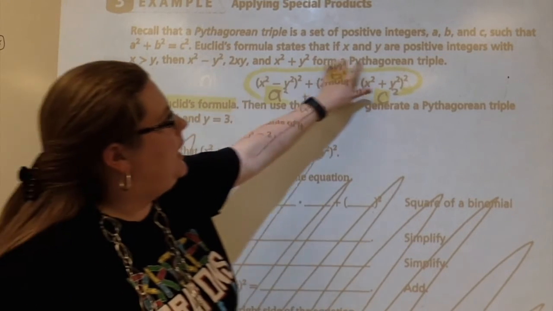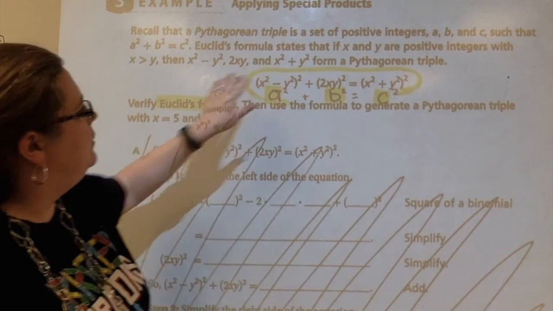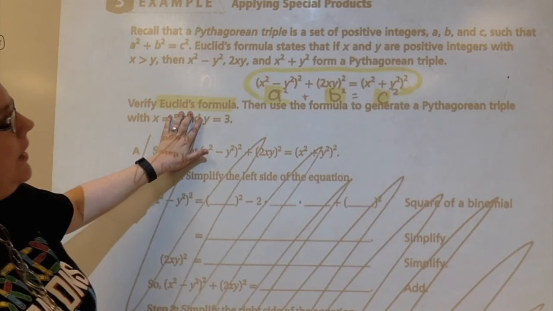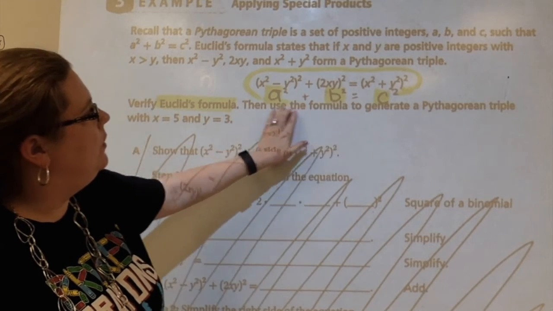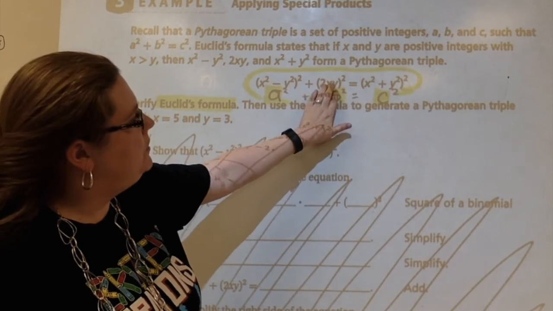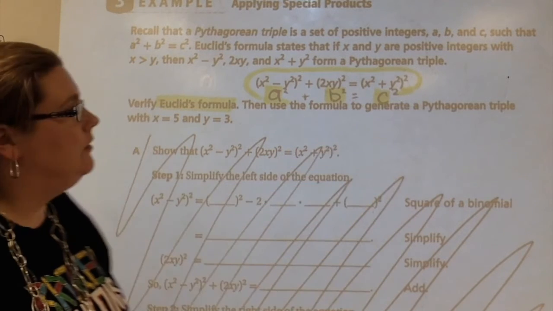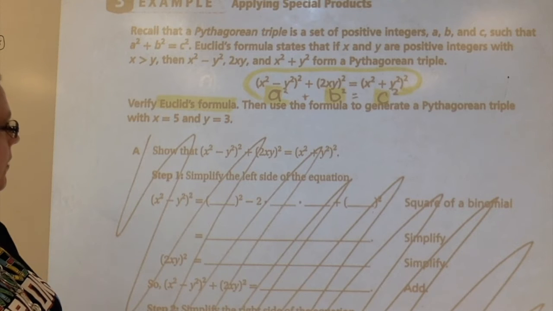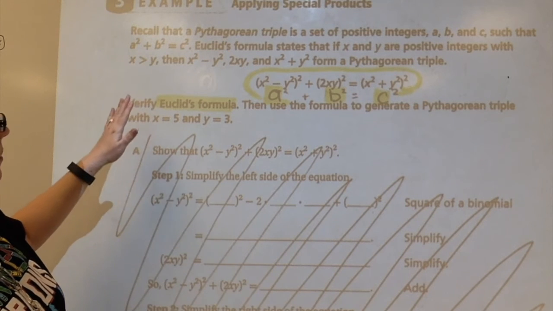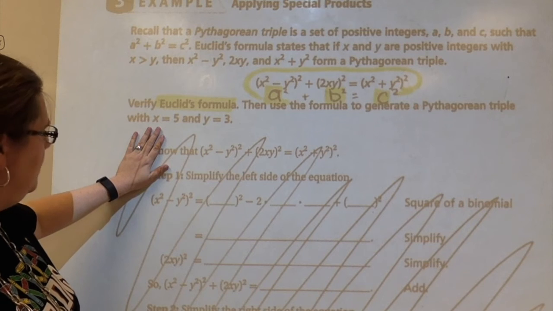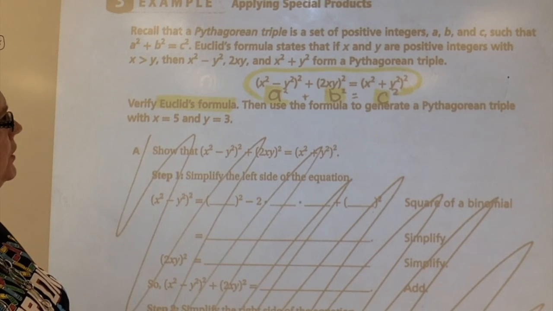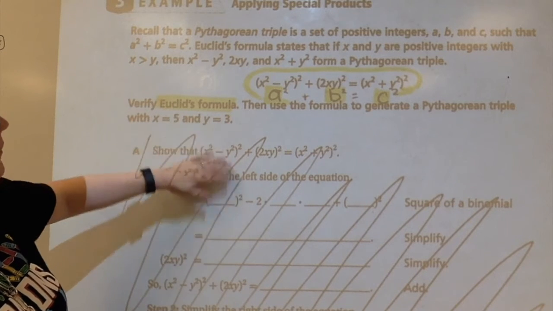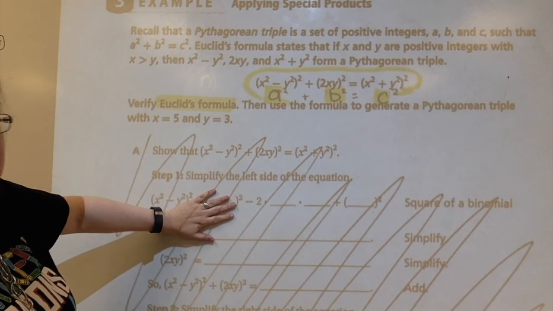So I would like for you to highlight Euclid's formula on your paper and recognize that this is in the form a squared plus b squared equals c squared. Euclid's formula is another one of those formulas that would be handy for you to memorize. So we are going to use this formula to generate a Pythagorean triple with x and y. We are not going to verify Euclid's formula, which is why I scratched out example A.